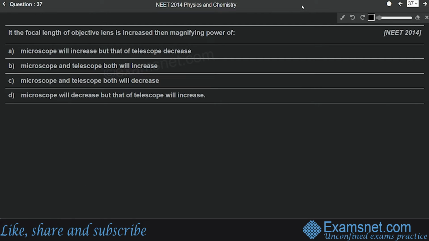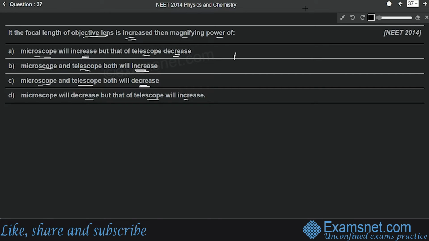Question number 37 is from the chapter Ray Optics and Optical Instruments, and the question is, if the focal length of objective lens is increased, then magnifying power of: option A, microscope will increase but that of telescope will decrease. Option B, microscope and telescope both will increase. Option C, microscope and telescope both will decrease. And option D, microscope will decrease but that of telescope will increase.